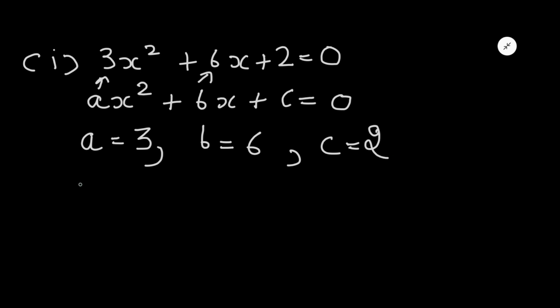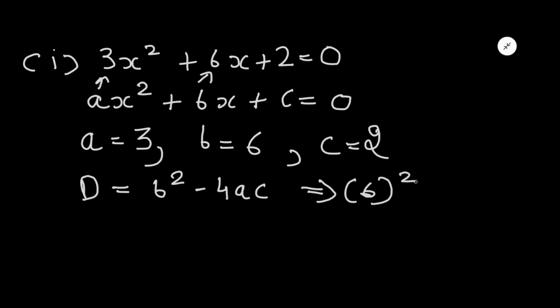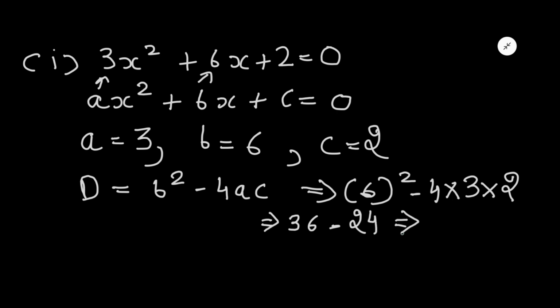So as we know, the value of d is b square minus 4ac. So here b is 6, a is 3, and c is 2. So 6 into 6 is 36, and 4 into 3 is 12, and 12 into 2 is 24. So the value of discriminant is 12.